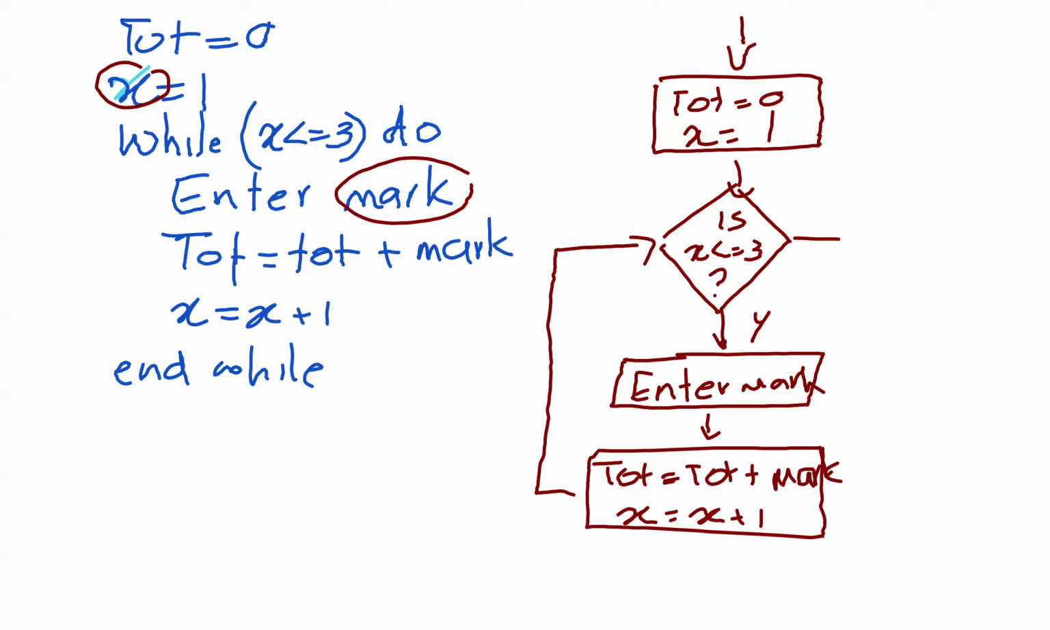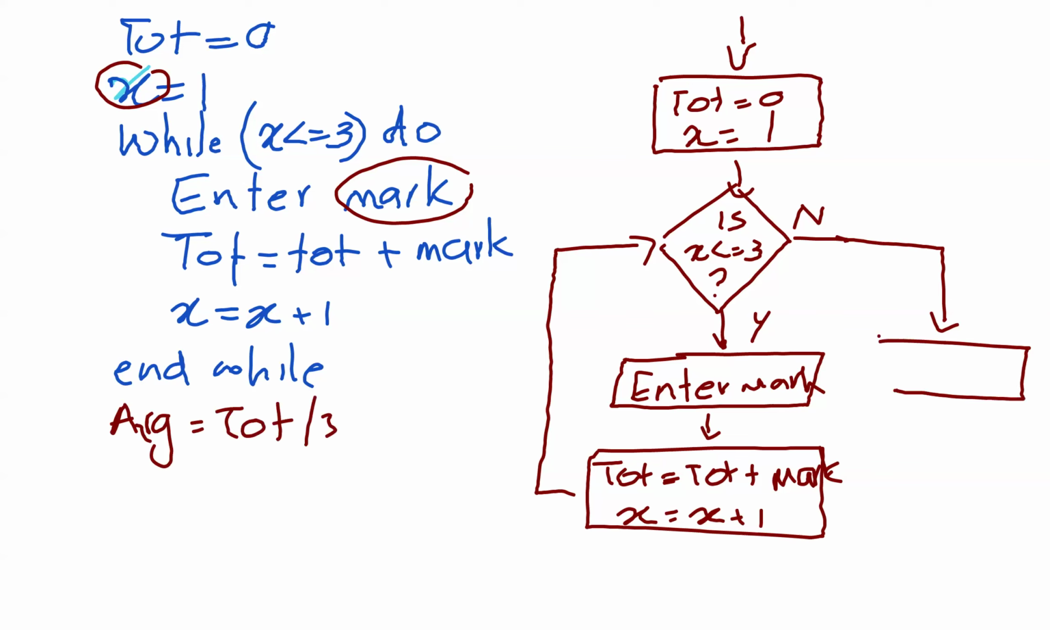And then if it is no, what happens? If it is no, go out, and then if you have something to find, average, now you can find average here. Average equal total divided by 3. Here you're going to do that. Average equal total divided by 3. This is the way we use while loop.